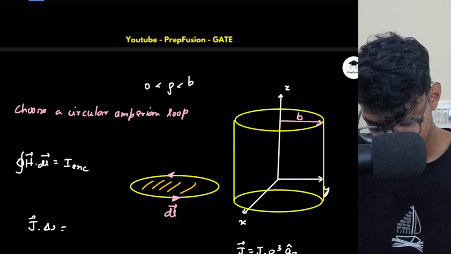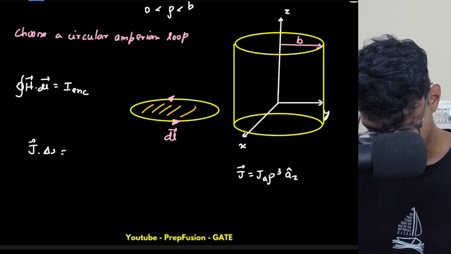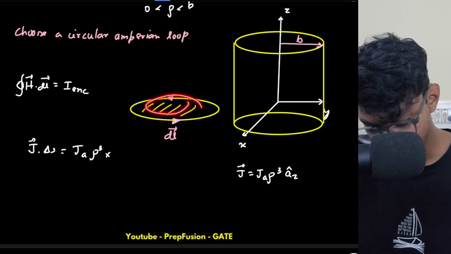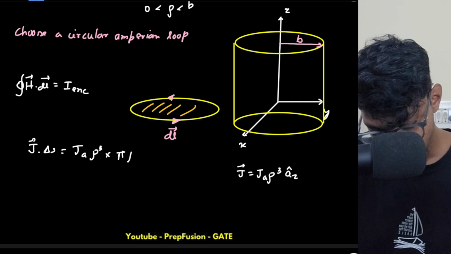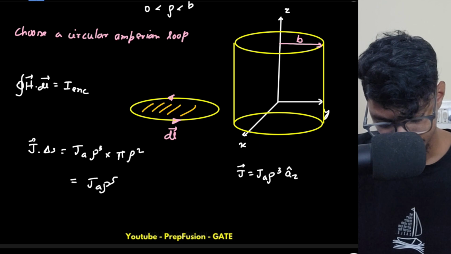Okay. So what is J? J is simply J a rho cube, right? J a in our case, rho cube. And what is the surface area here? It is simply pi rho square. So we will get the answer as J a rho raised to power 5.